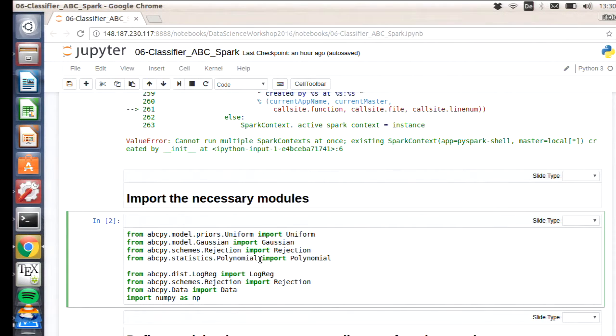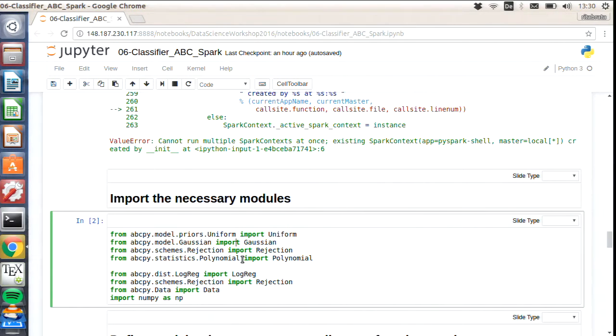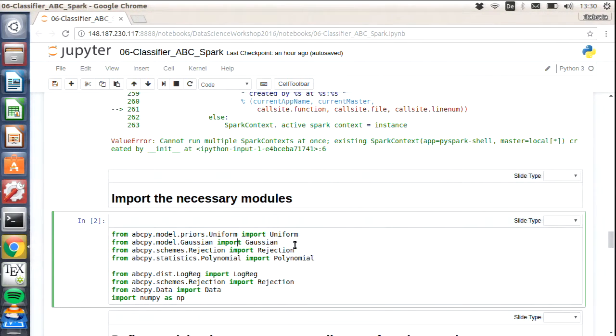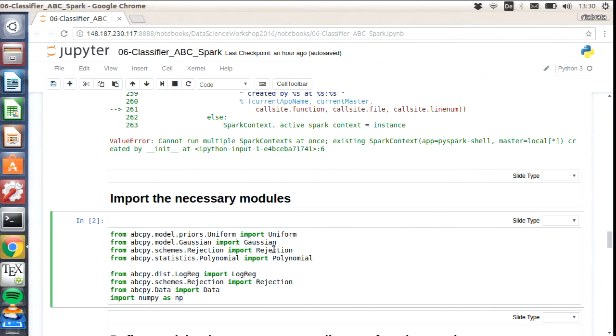If you have a network, you can extract different kinds of statistics. Here we call the polynomial function. So if you have data x, we consider x square, x cube, and x to the power of 4 as our data statistics. And then we consider that as a polynomial. And then we do rejection sampling. So the scheme is rejection.